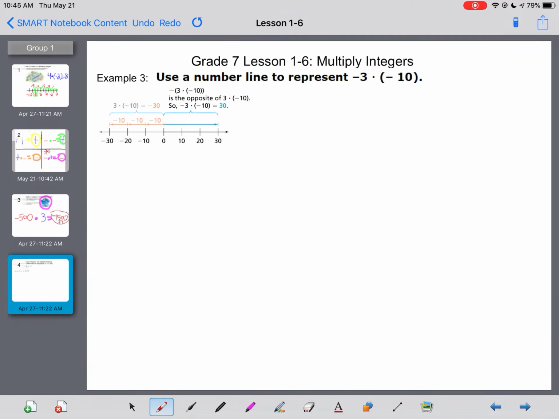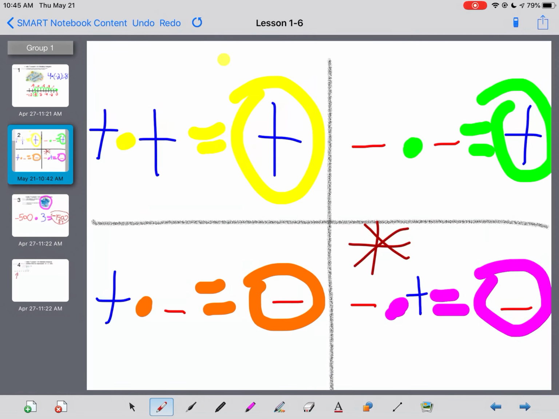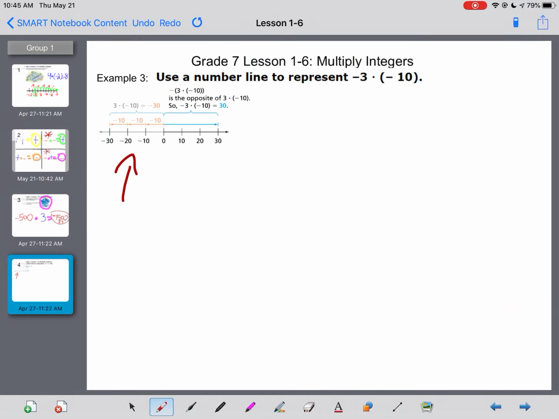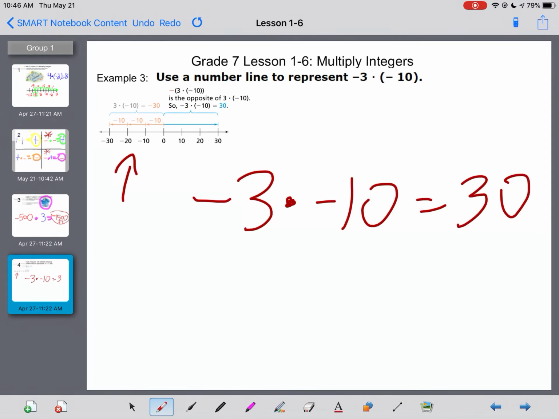Okay, last question. Use a number line to represent -3 times -10. If you look at the left side up here, 3 times -10 is like 3 jumps of 10 backwards. That's -30. So the opposite means it is going to move to the right. -3 times -10 is the same thing as 3 times 10. So if we look back here, 2 negatives, when they multiply, equal a positive. So if I do -3 times -10, the 2 negatives cancel each other out, and that is positive 30.